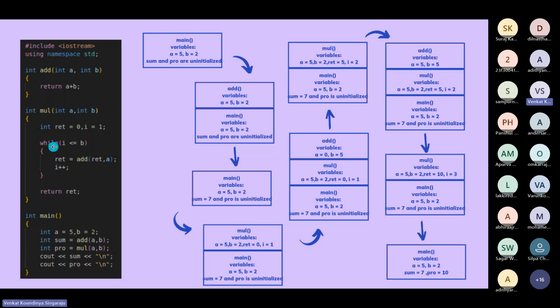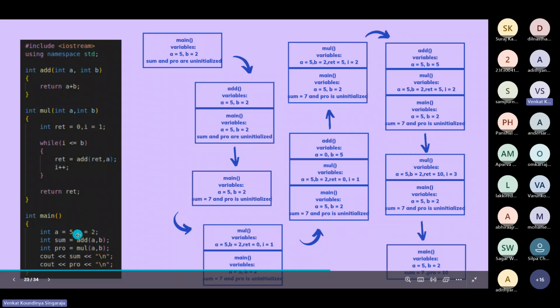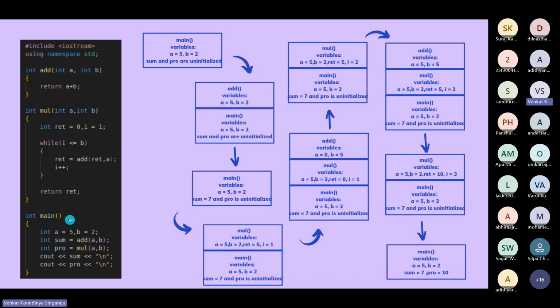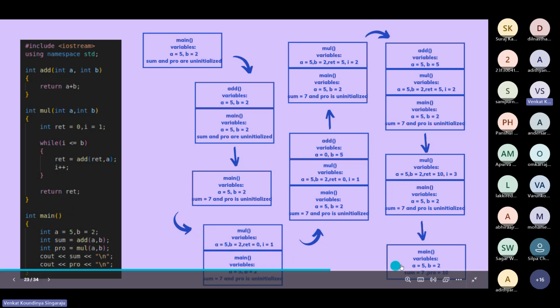Now it again checks this condition. i is 3 and b is 2, 3 less than or equal to 2 is false, so it exits the loop. It returns ret, ret is 10, so it returns 10. After the function mul returns, the memory for it gets deallocated. The returned value 10 is assigned to pro. pro is 10. Now after this, sum gets printed, sum is 7, then pro gets printed, pro is 10. Then the entire program is done and it exits, and even the memory for main gets deallocated.